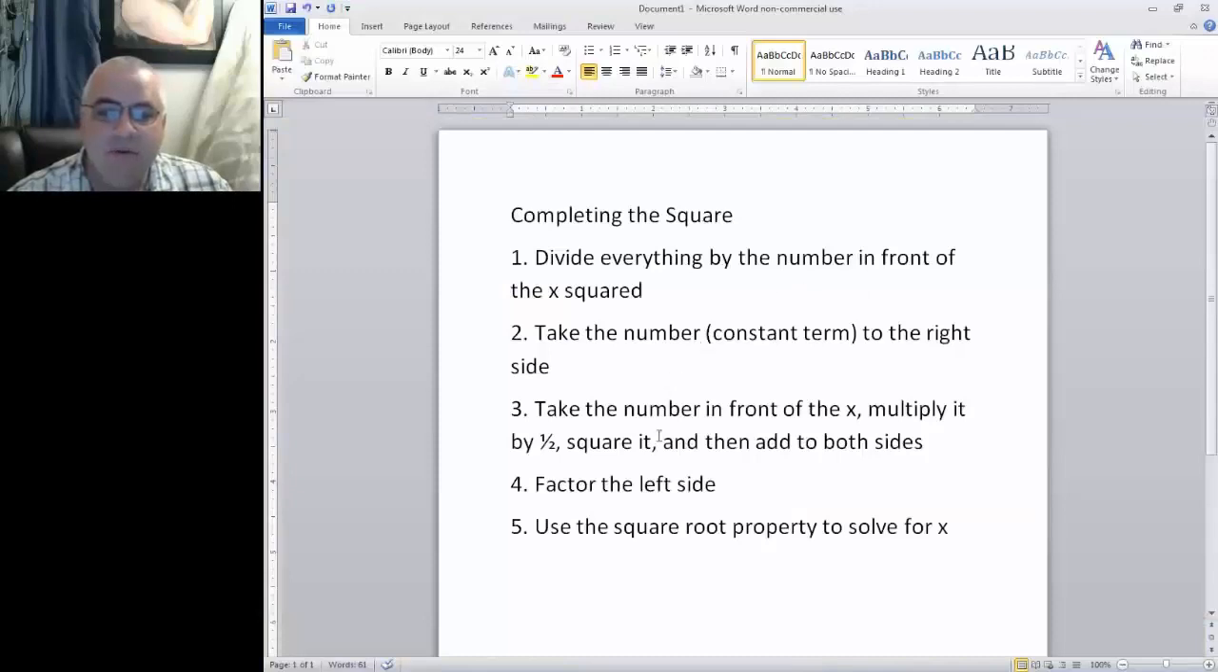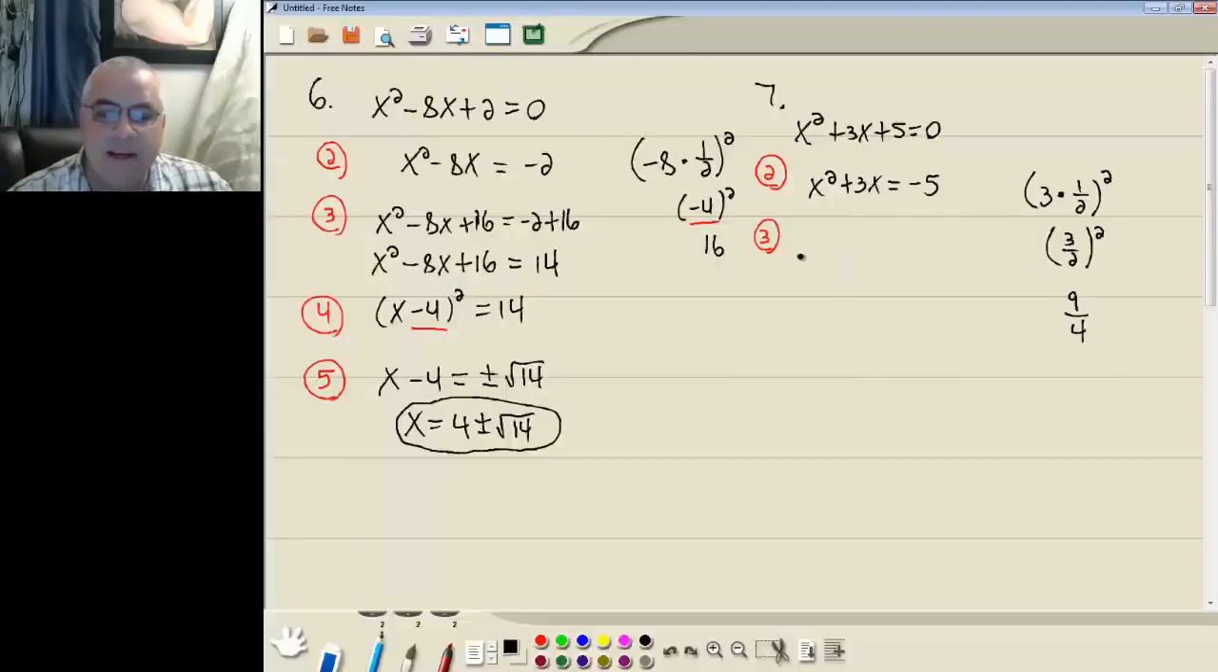So I got x squared plus 3x plus 9/4 equals -5 plus 9/4. Now, if you're not very good with fractions, plug this in your calculator.